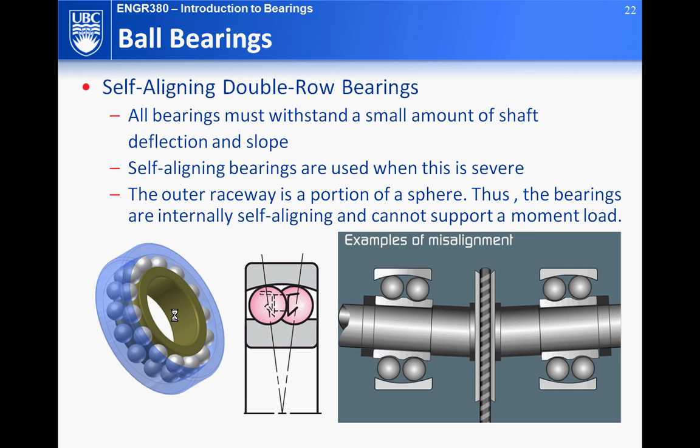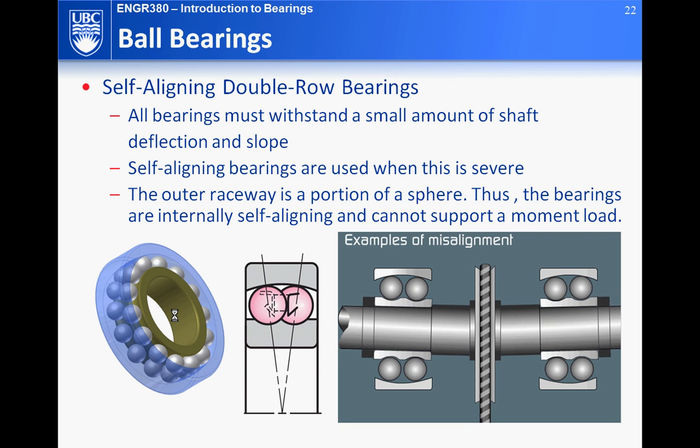Self-aligning double row bearing. This is a situation when the shaft is not so rigid, a little bit flexible, and there is a tendency of deflection on the shaft. Then the bearing is supposed to be able to take care of a certain amount of misalignment, basically a certain deflection angle at the supporting location. A better choice to take care of that problem is this self-aligning double row bearing, like these animations are showing.